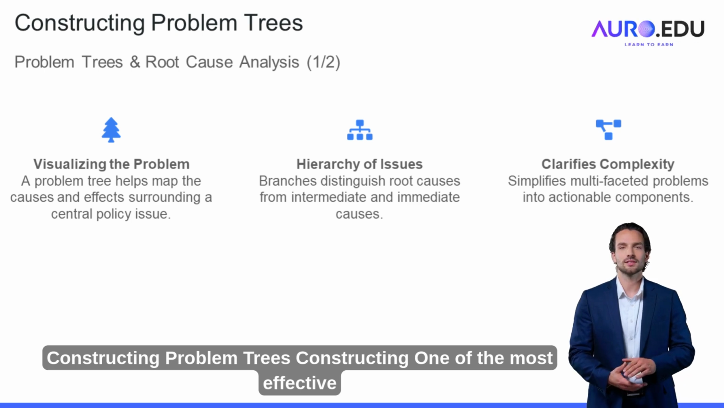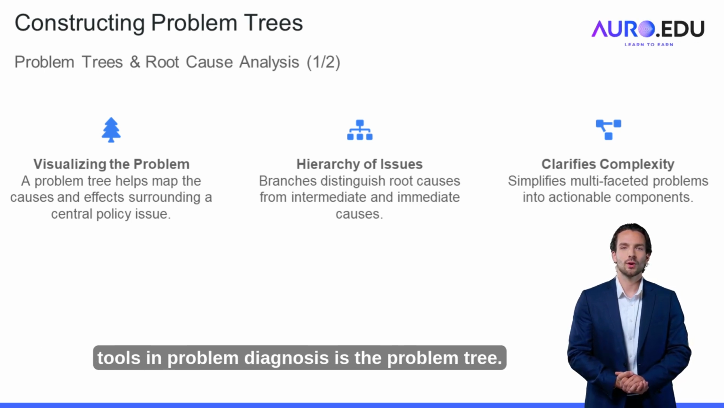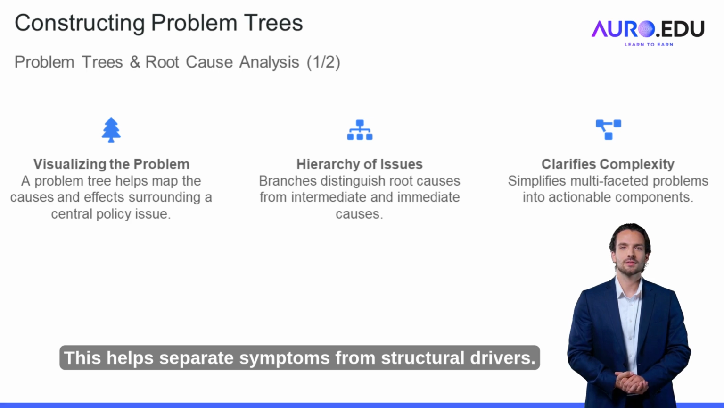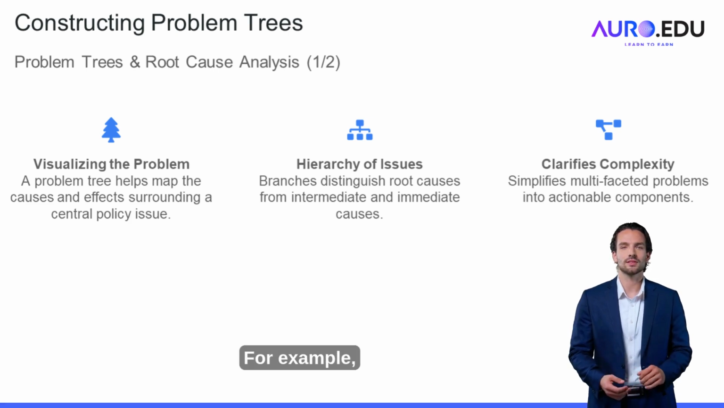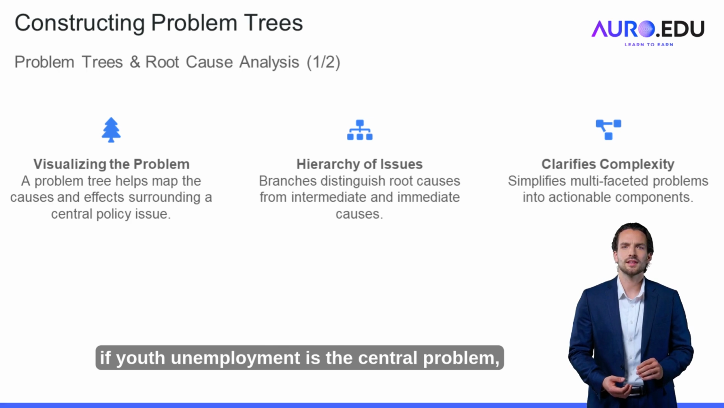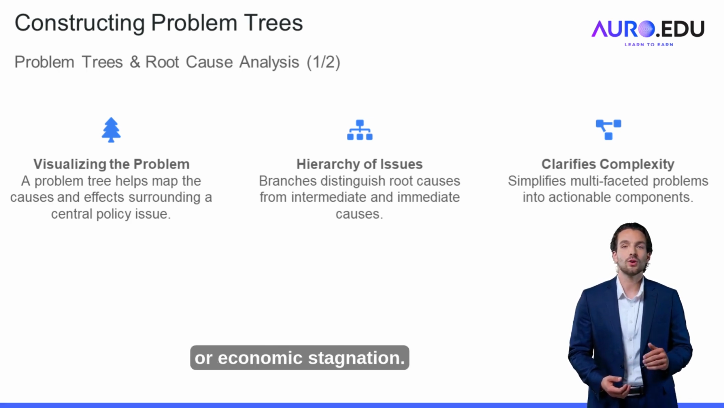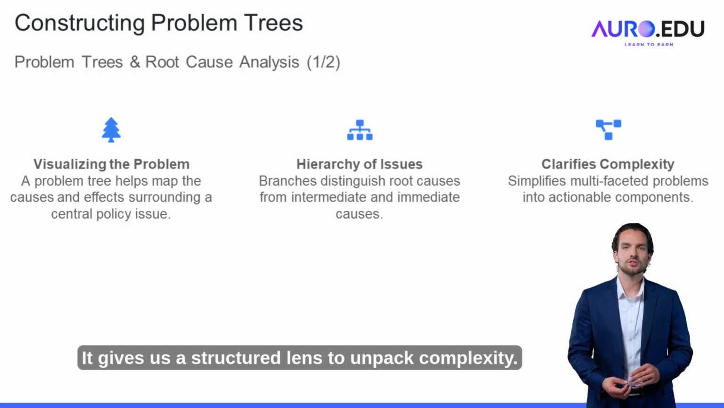Constructing problem trees. One of the most effective tools in problem diagnosis is the problem tree. It visually maps the central issue, its root causes below, and its effects above. This helps separate symptoms from structural drivers. For example, if youth unemployment is the central problem, the tree might trace causes like low education quality or economic stagnation. It gives us a structured lens to unpack complexity.